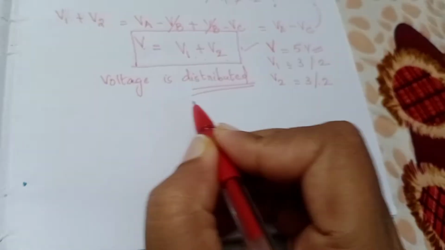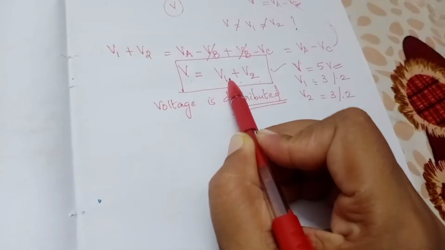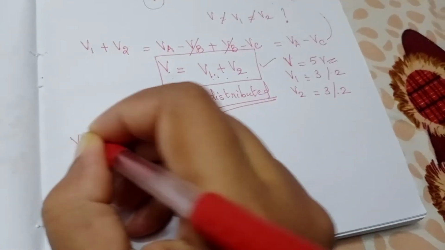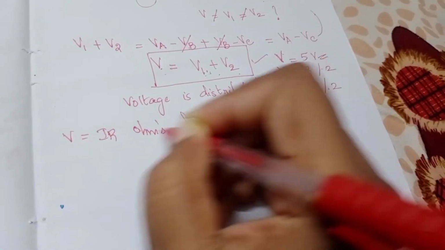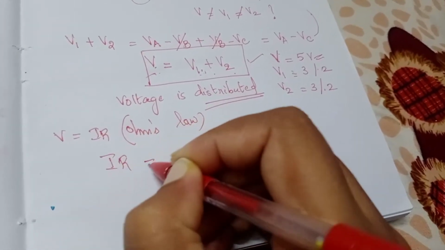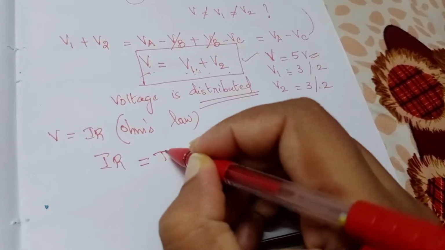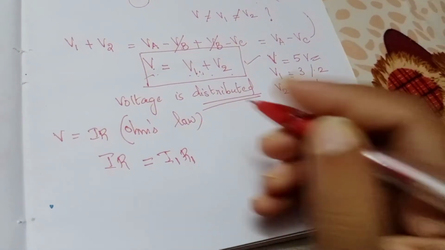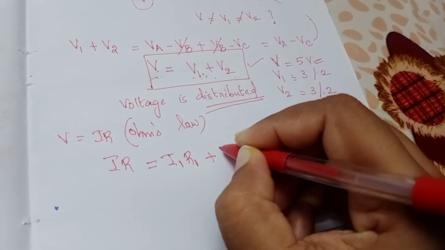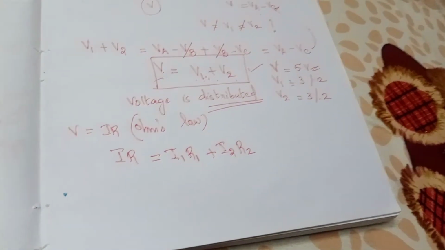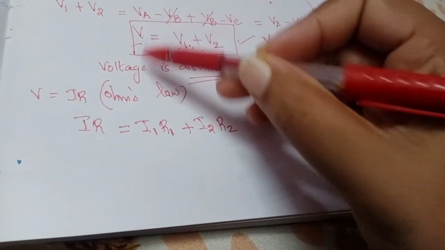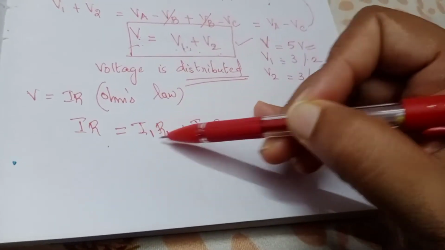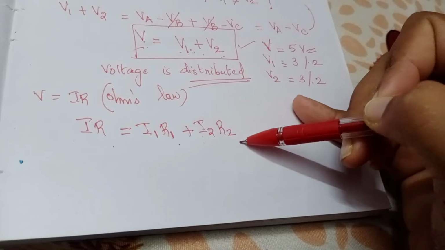Okay. So now let us apply Ohm's law here in this equation. So V is equal to I into R. That is Ohm's law, right? By Ohm's law, we know that V is equal to I into R. So in the left hand side, we have V, so let us write I into R equal to V1. Instead of V1, let me write I1 into R1. And instead of V2, let me write I2 into R2. Instead of V, I am writing I into R, instead of V1 I am writing I1 R1, and instead of V2 I am writing I2 R2.